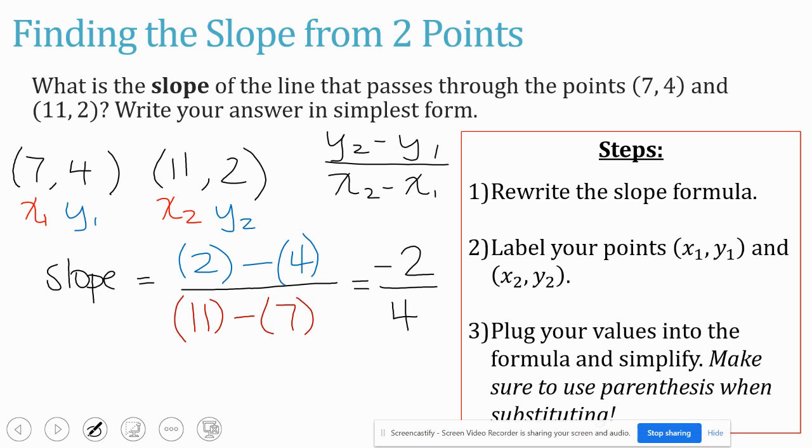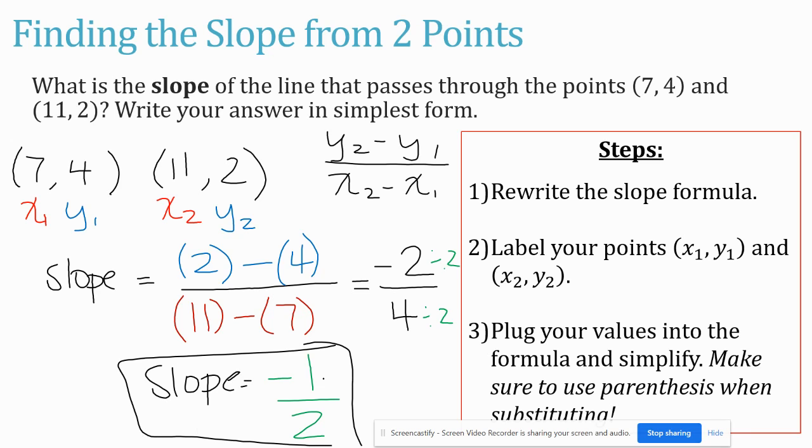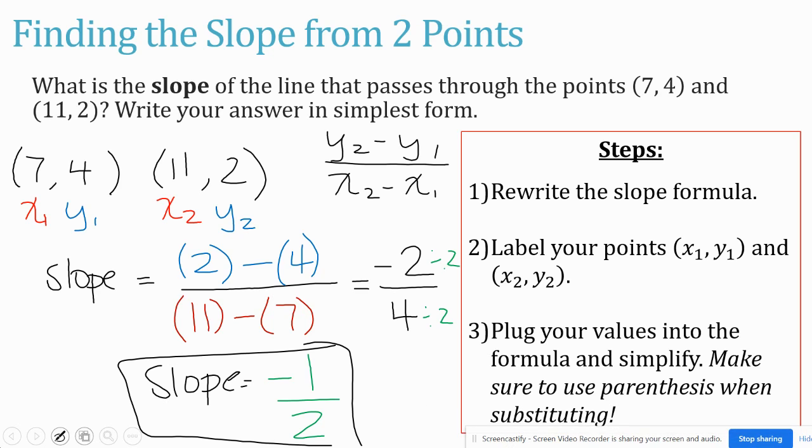In this case, we have a fraction that can be simplified. So we're going to simplify that fraction. A number that can go into both of these is 2. So if you simplify this by 2, you're going to get negative 1 over 2. That is what our slope is. So I'm going to write slope equals -1/2. So that is the slope in between these 2 points. Okay, so if you have a fraction, make sure you simplify it. Okay, let's look at another example.